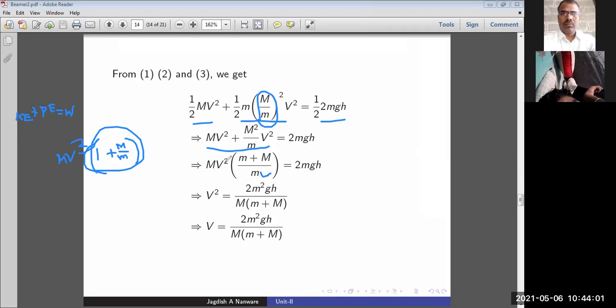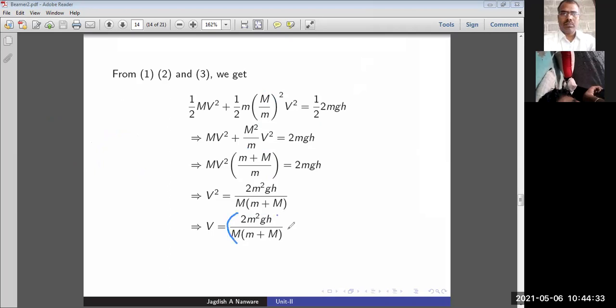So phi square is what? So 2, so this m multiplied by m will be m square gh, right? And what is the denominator? Capital M into small m plus m. This is the denominator. And if you take the square root, I forgot to write square root here. So this is like this. Or instead of this, you can write this in this way, to the power half. So this is what we have to show.